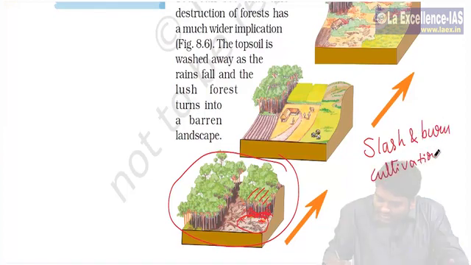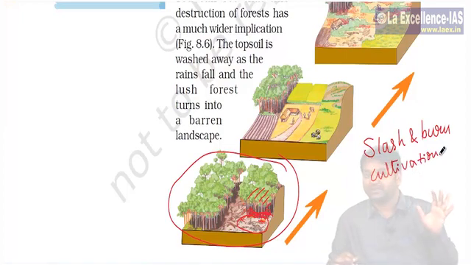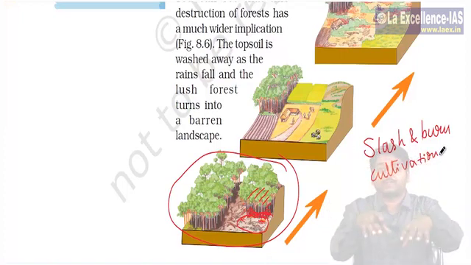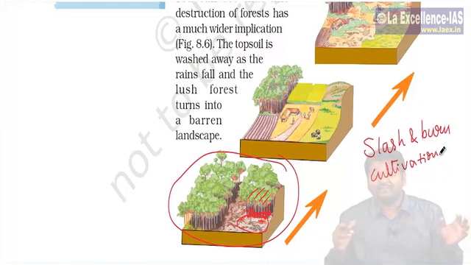So what did you understand? The simple thing I am trying to say here is, here they cut, they burn, and the ashes are put, there they grow. After a particular point of time, again the fertility of the soil will be lost. So they abandon that land and move to new areas.